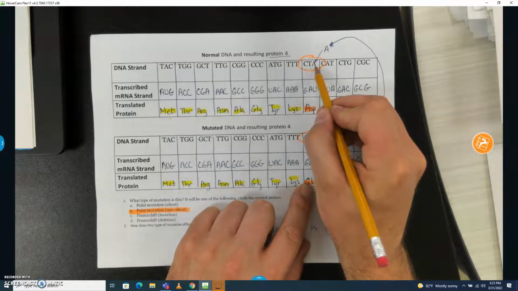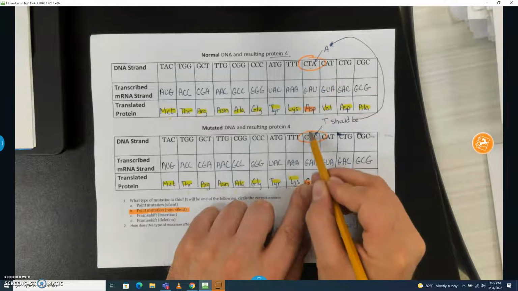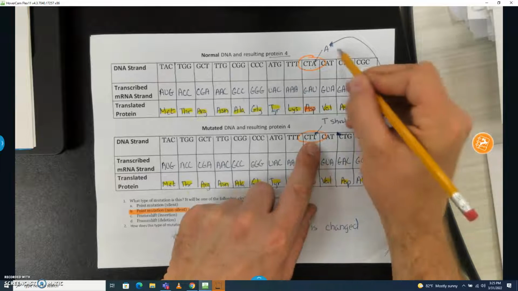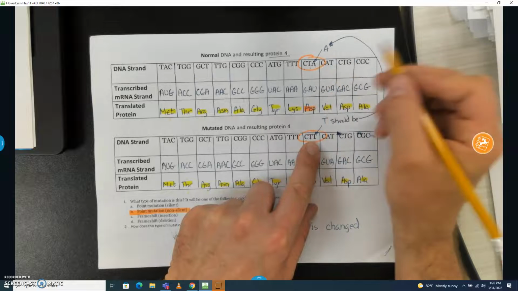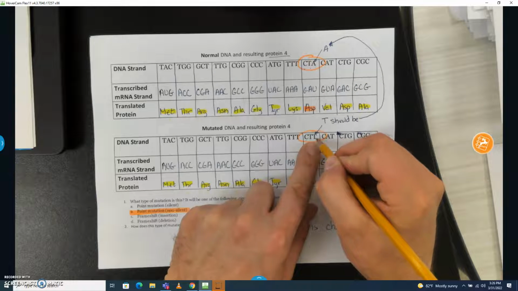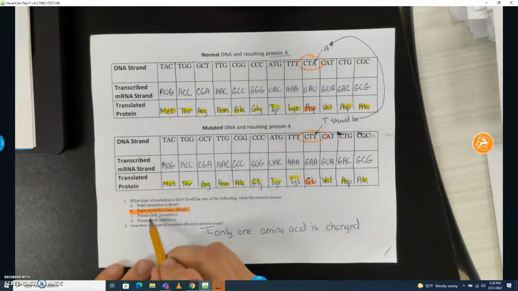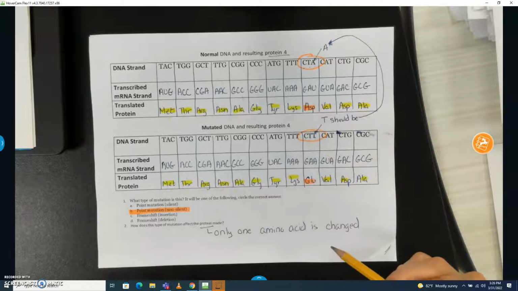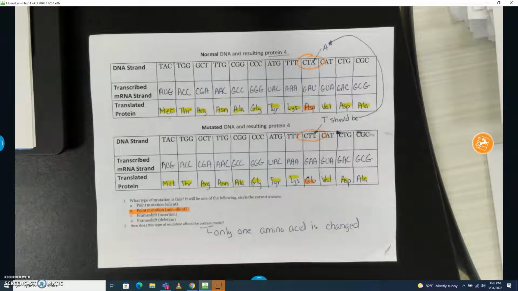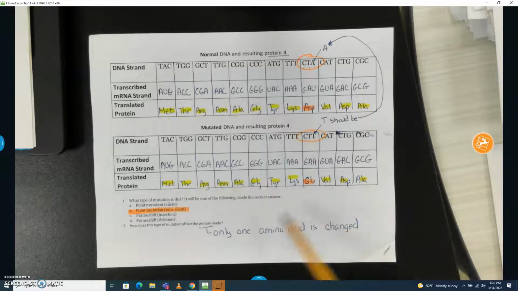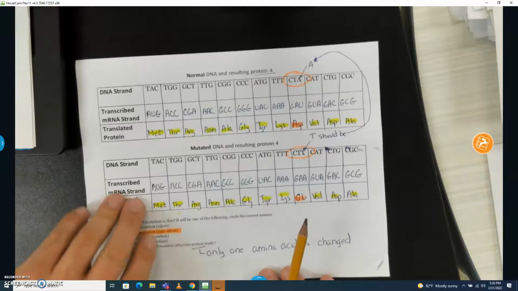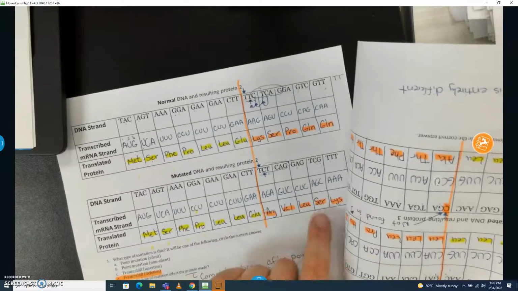CTT, CTA. This is what we should have, but this is what we actually have. So the T right here should be an A. So something happened where the A changed into a T. This is called a point mutation, and it is non-silent because the protein is now different. And while there is a difference in the protein, only one amino acid is changed, versus, as we saw with some of the frameshifts, a significant amount of the protein being changed.